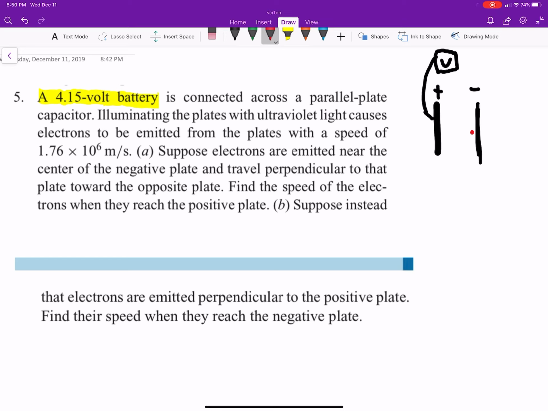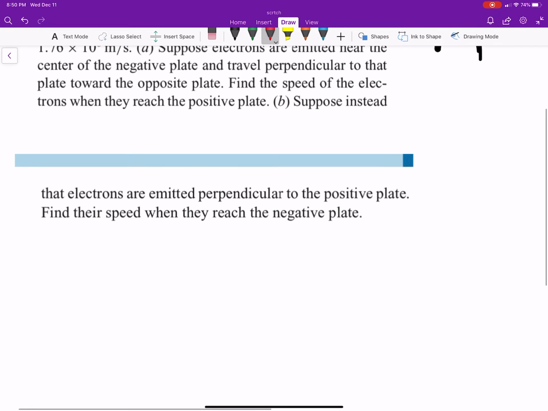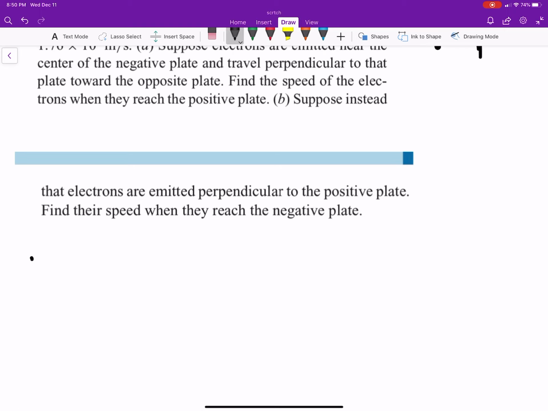Find the speed of the electron when it reaches the positive plate. So if it moved over here. And then for B, we're going to assume that the electron's emitted perpendicular to the positive plate, and then find the speed, basically going the other way around. Okay, so we'll start with part A, obviously.